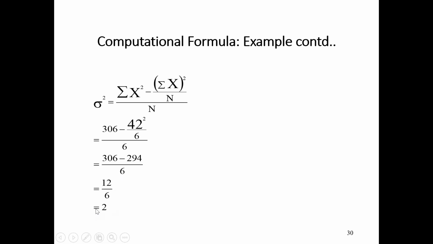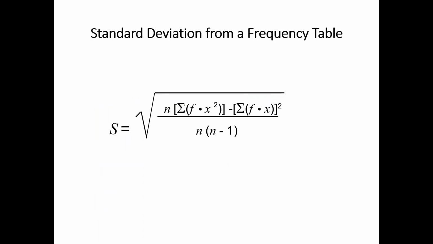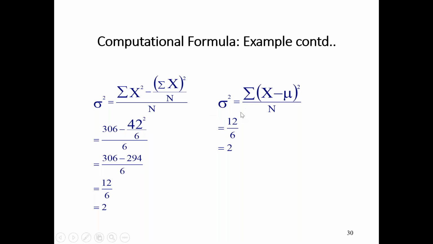Similarly, on the other hand, I can also do it like this. The summation of all the deviations squared, that is 12, divided by 6, that is your n, gives 2. So both formulas give you the same answer for the variance, that is 2. Now, if I talk about the standard deviation, then it will be under root 2. That will be your standard deviation.